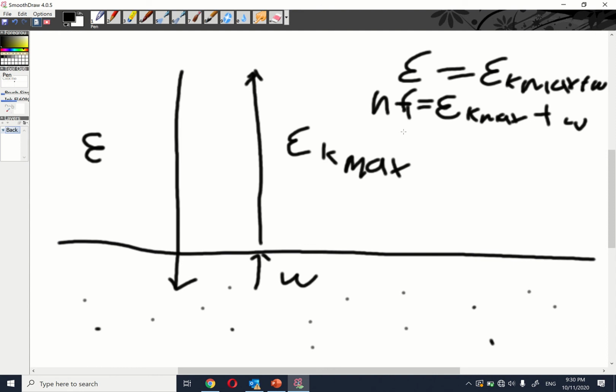And then with some simple rearranging, we just get what we have on the formula sheet. EK max equals hf minus W. So that's how you get this equation, and you'll be required to be able to derive this one in exams.